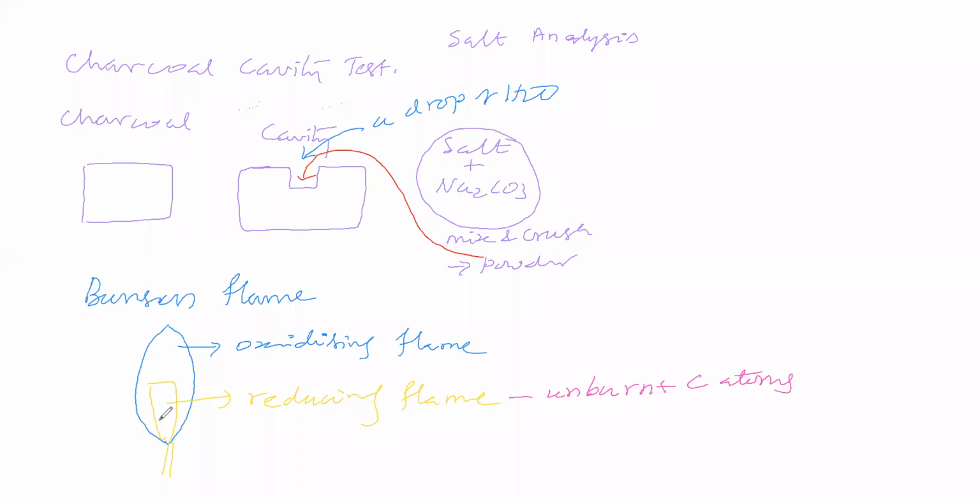This reducing flame has unburnt carbon atoms. It provides carbon atoms to other substances, therefore making them undergo reduction. In the oxidizing flame, unburnt carbon will not be there. Therefore, this flame oxidizes another substance, so it is called an oxidizing flame.